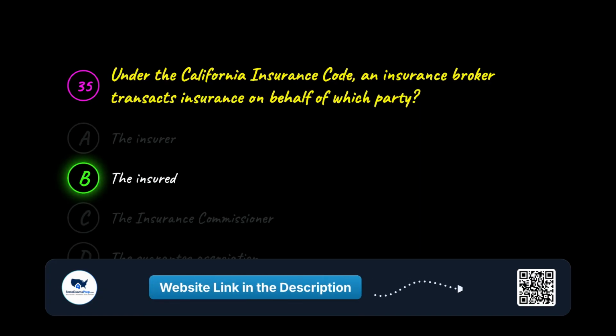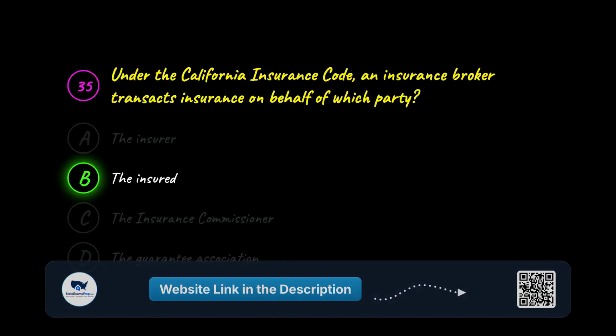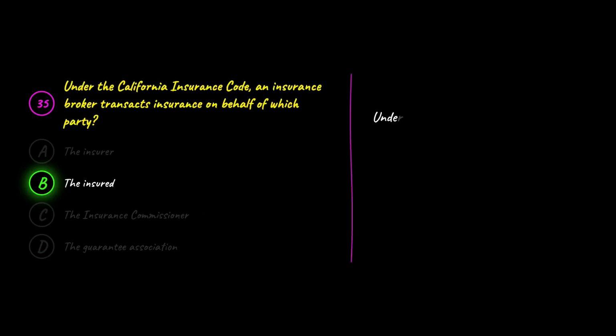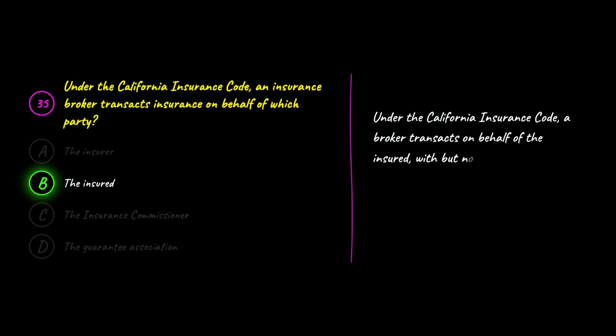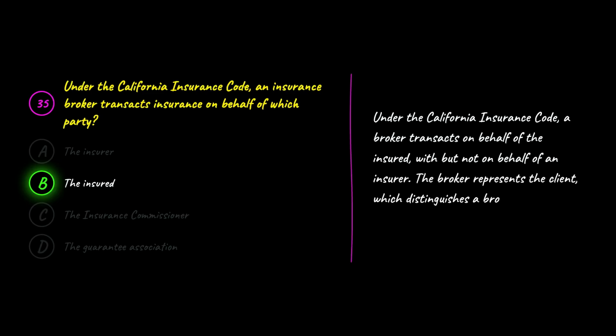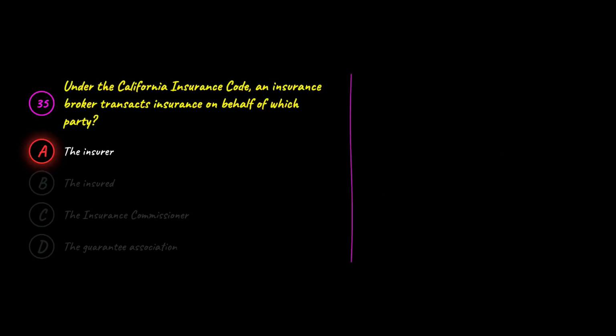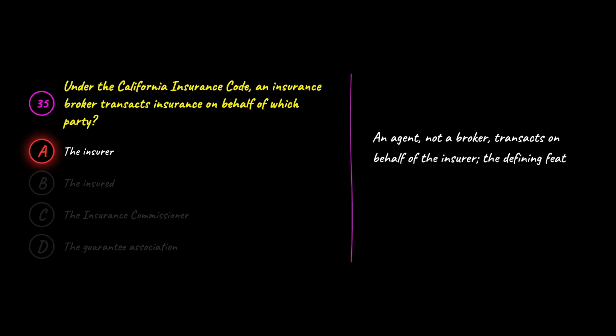The correct answer is B. The insured. B is correct because under the California Insurance Code, a broker transacts on behalf of the insured, but not on behalf of an insurer. The broker represents the client, which distinguishes a broker from an agent. A is wrong because an agent, not a broker, transacts on behalf of the insurer. The defining feature of a broker is that it represents the insured instead.